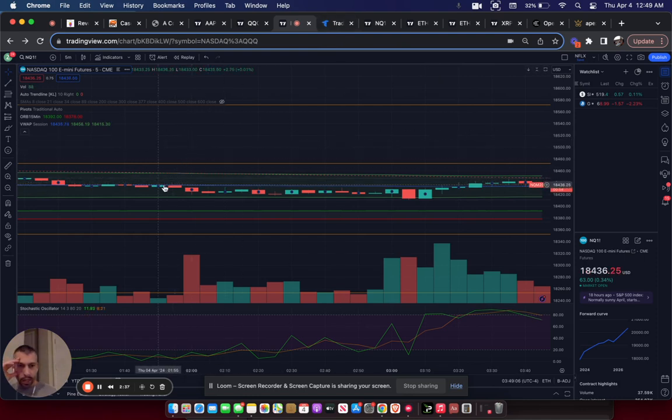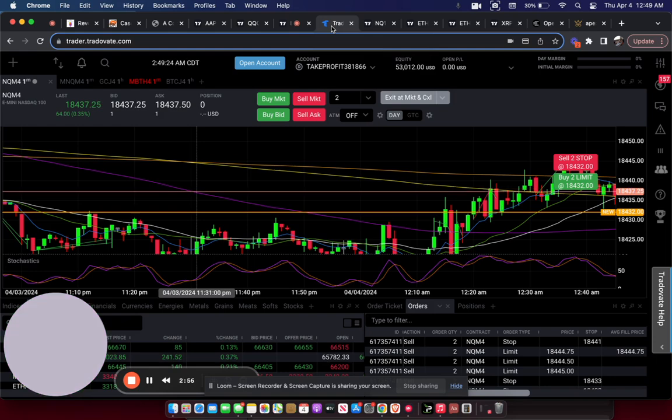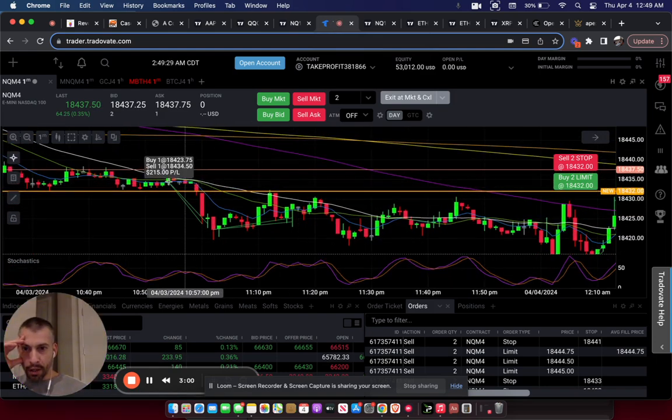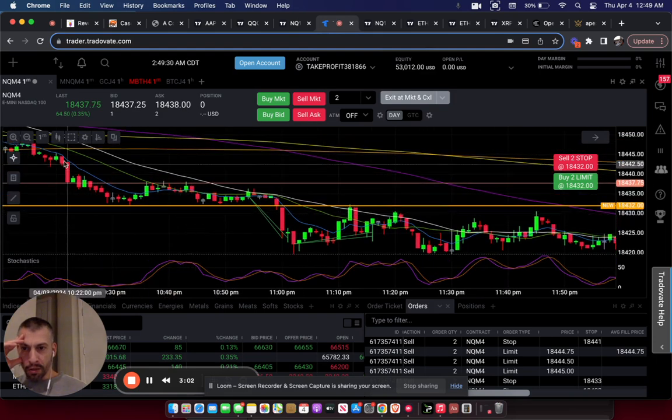So what is VWAP at? 36.25. The lower band is at 15.25, and the upper band is at 51. Obviously the numbers change, but it's pretty much going sideways, so there's not much deviation in how much those numbers are moving up and down. So what did I do? First trade was here because it came down.